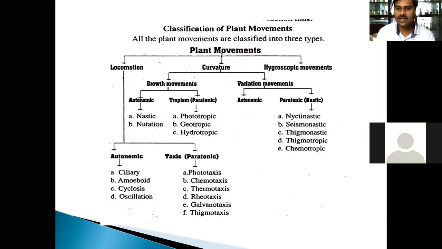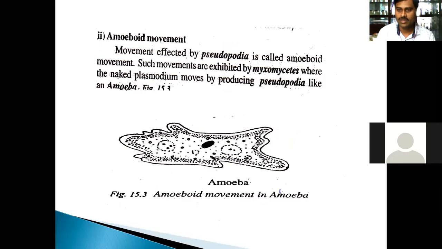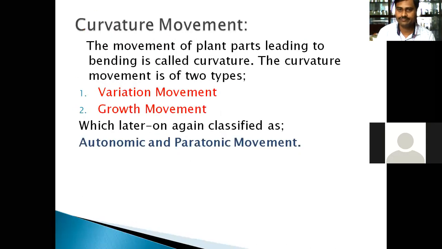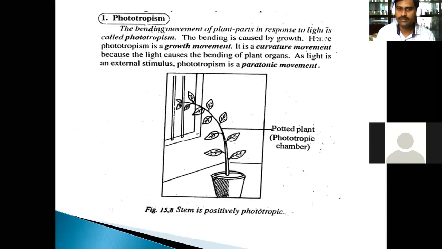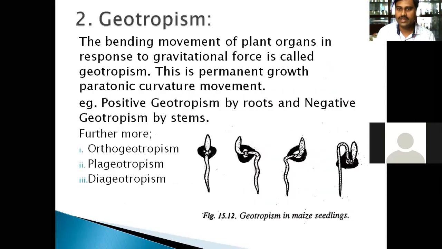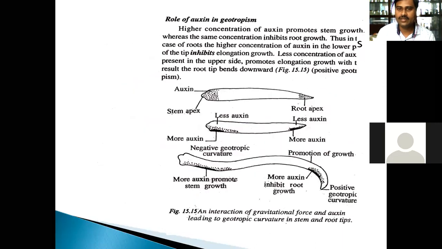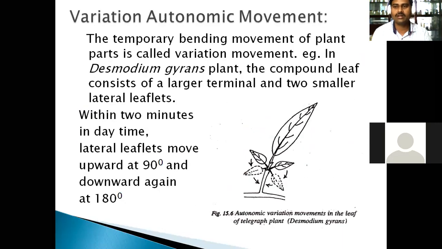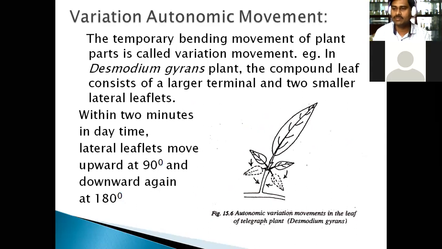Now, next, we are going to move towards the variation movement. In variation, there are particularly autonomic and paratonic types. Again, two types of plant movements are there. This is a temporary bending movement of plant organs, plant parts, and it is called variation movement.